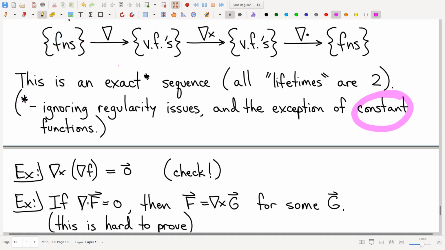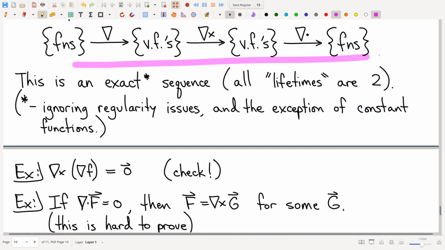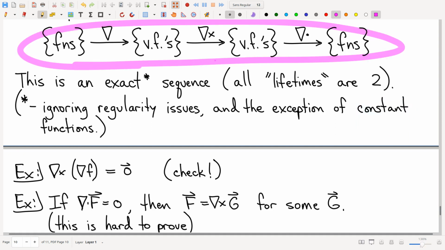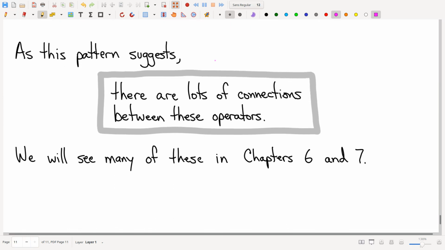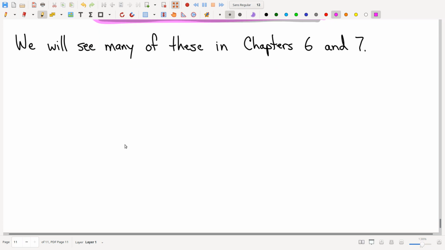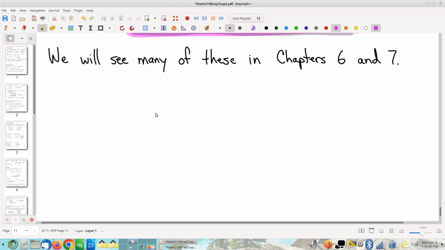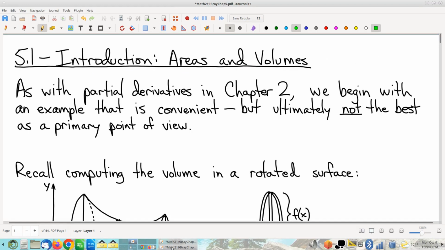Okay, so again, this is just to raise your eyebrows that this is a fundamentally natural thing, and we'll do much more with this as time goes on. And likewise, there are going to be various other connections and relationships and analogies between these operators. Okay. All right. So moving along into Chapter 5.